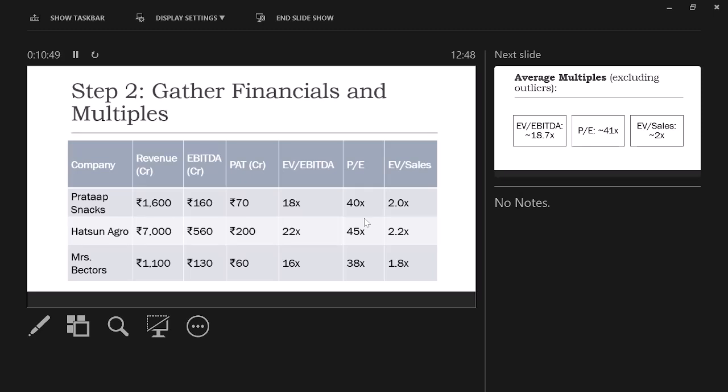EV to EBITDA, basically, if you look at it, you will find that Mrs. Bector is priced at 16 times its enterprise value, isn't it? Okay. So it's the cheapest.